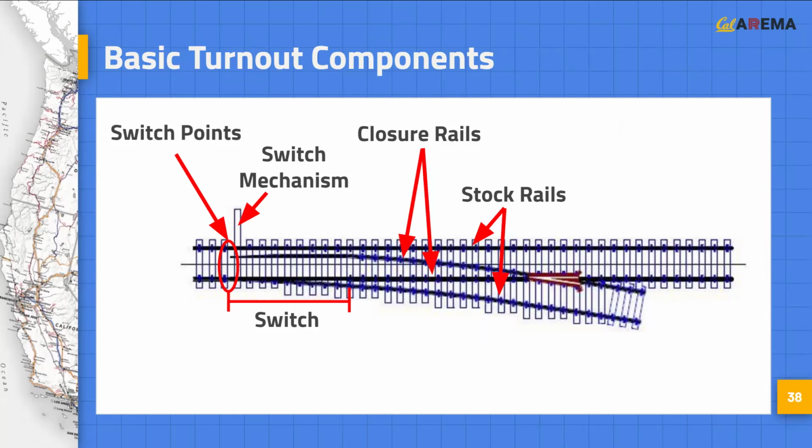The stock rails are the outer rails that the switch points bear against, and the closure rails connect the switch points to the frog. The frog is the device at the intersection of the two running rails that allows the flange of a wheel moving along one rail to cross the other.